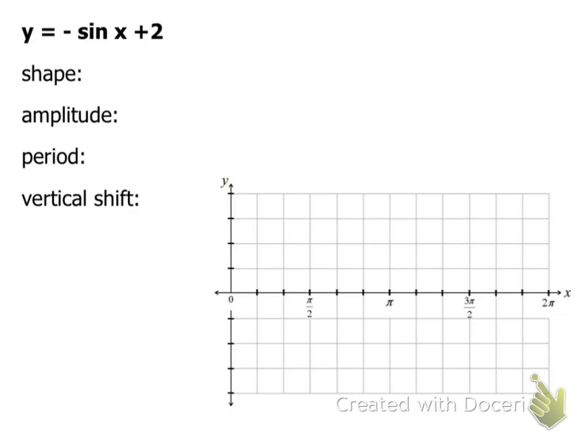Negative sine x plus 2. So sine is up to down, but it is negative right there. So that means we have to flip. Now we'll go down to up. My amplitude is 1. My period is 2 pi. My vertical shift, positive 2, up 2.